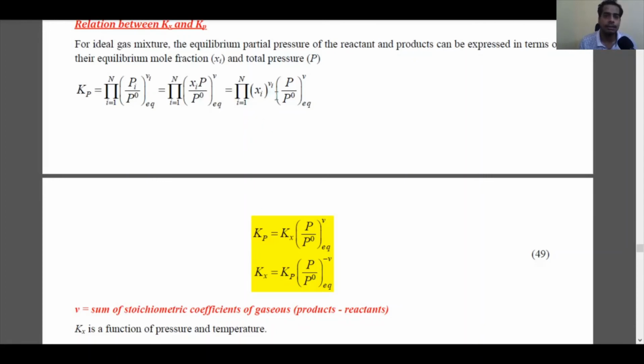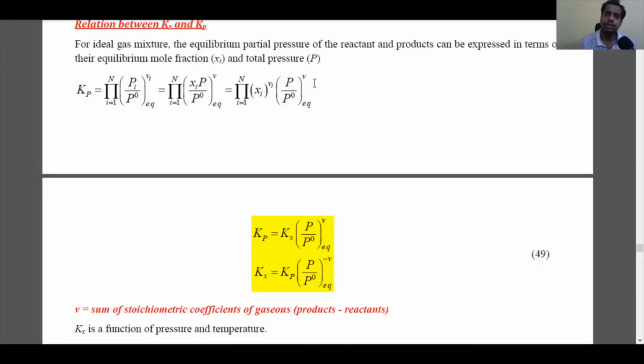Then I can separate out this Xi because my aim is to study the relationship of the equilibrium constant in terms of partial pressure and mole fraction. So I'll separate out the mole fraction term. What I am getting is Xi to the power Vi. What is Vi? It is the stoichiometric coefficient of the ith species. And what does this term mean? Mole fraction of products divided by mole fraction of reactants. Everything I have to take as a product.